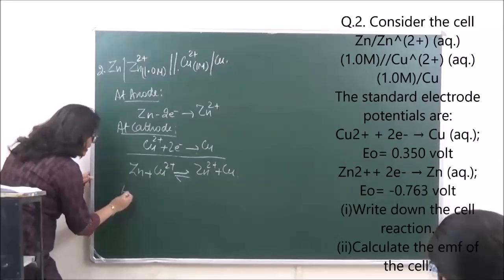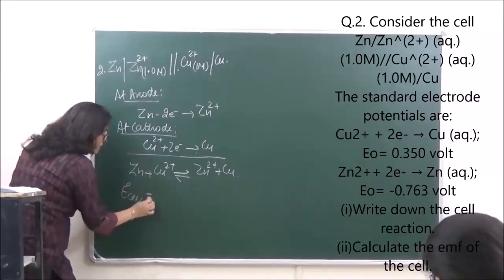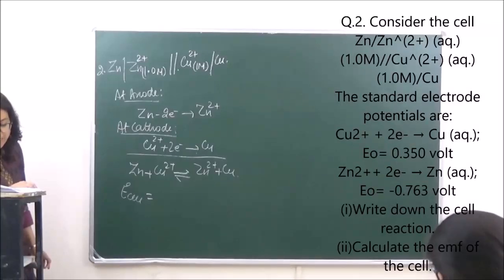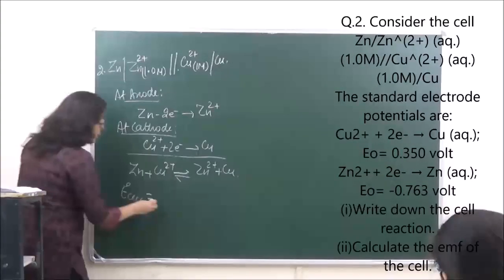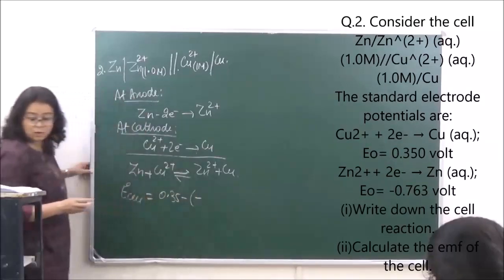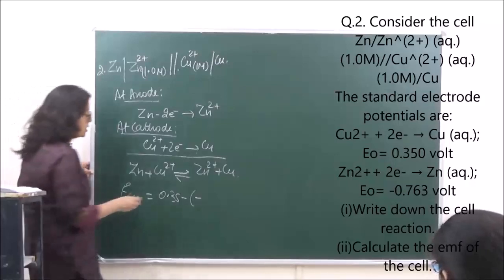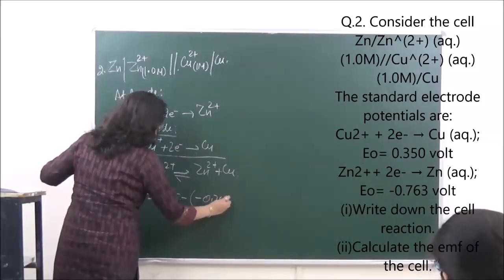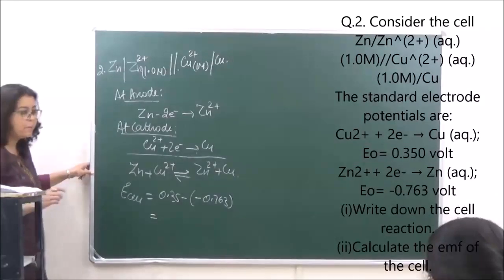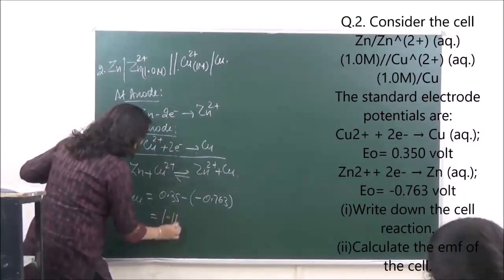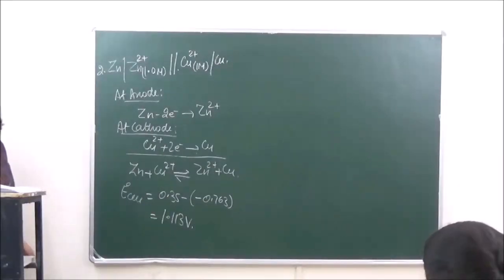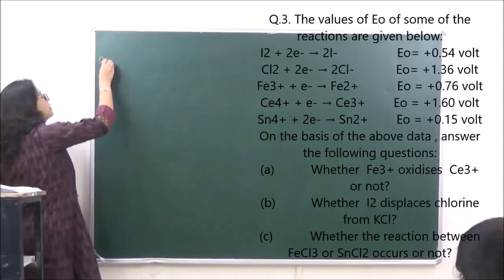So if we are calculating the E0 cell, again बड़ी वैल्यू से छोटी वैल्यू को माइनस करते हैं. The larger value given to us is 0.35 minus (minus 0.763). So what is going to be the answer over here? 1.113 volt. This is the answer. Okay? Then we go to question number 3.